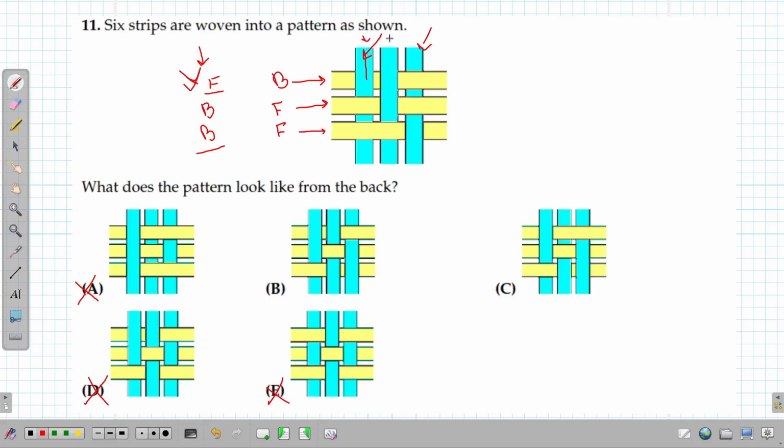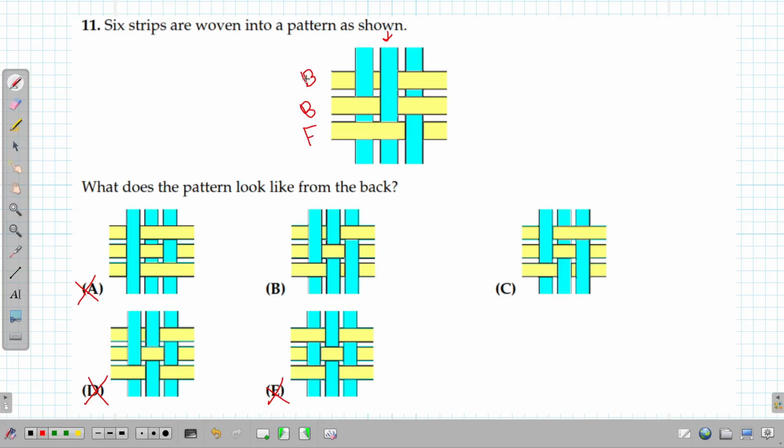Now we are looking at the second strip. Let me erase all of this. Now we are looking at this blue strip. And the pattern is that the yellow strip is behind the blue strip, so a B. The yellow strip is behind the blue strip, so this is also a B. And the yellow strip is in front of the blue strip, so this is an F.